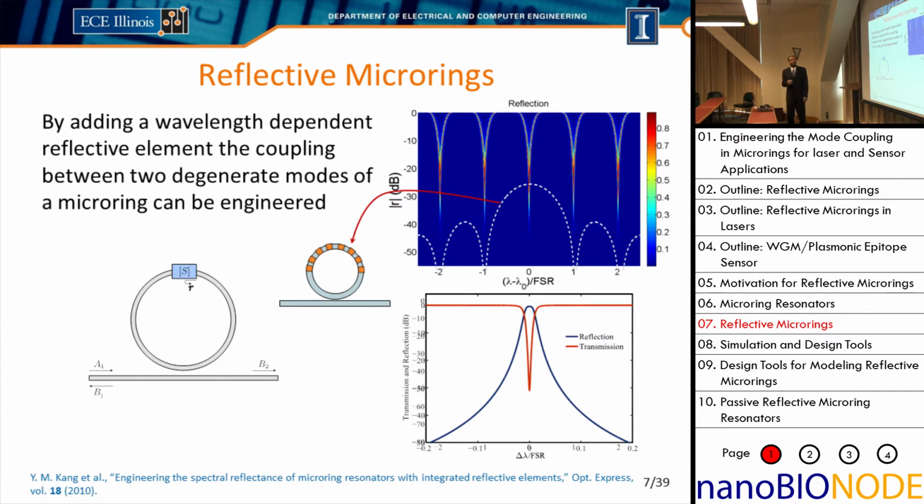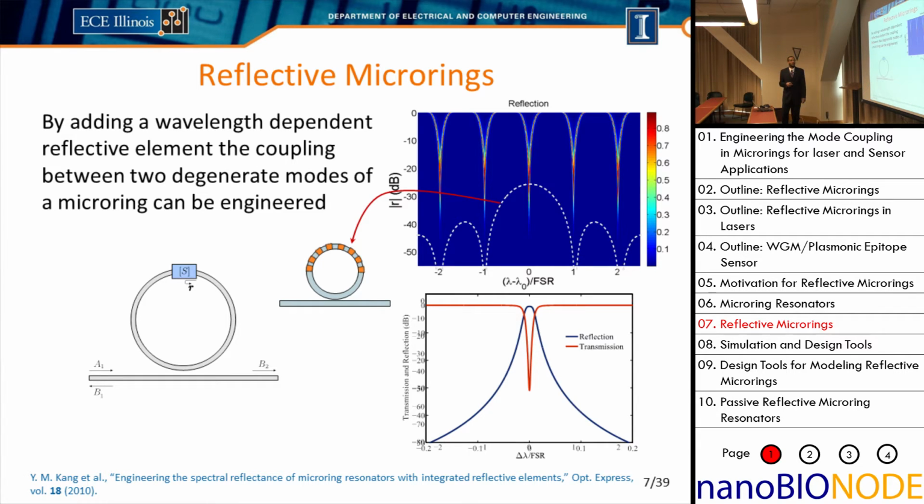So we get a profile that looks like this. So this is a plot. For a fixed amount of coupling into the ring, for a fixed amount of loss, we generate one of these plots. And this plot allows us to design the type of reflective element that we put in the ring so that we get an overall reflection spectrum that's useful for a device.